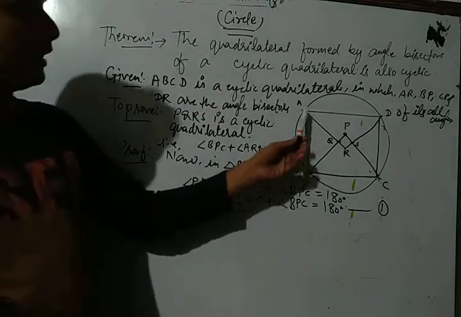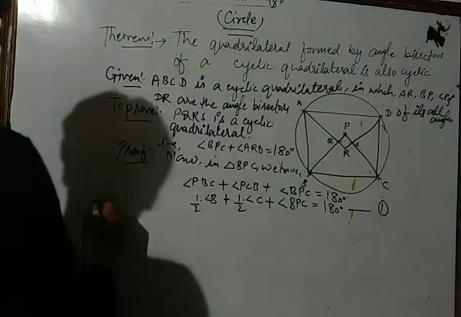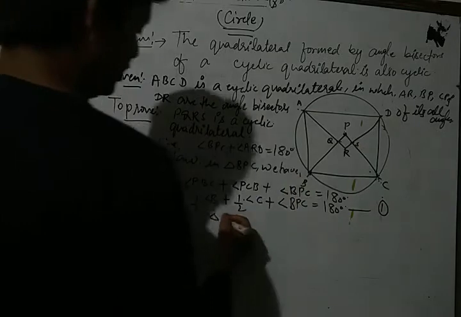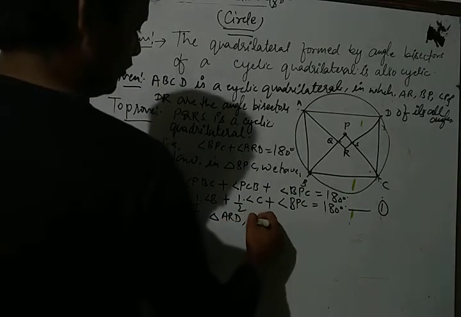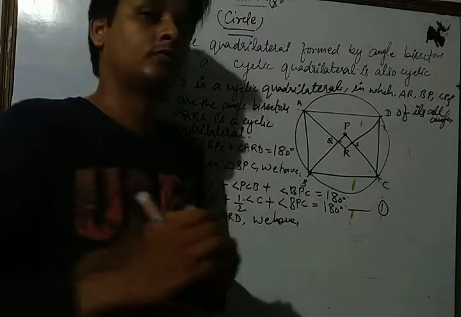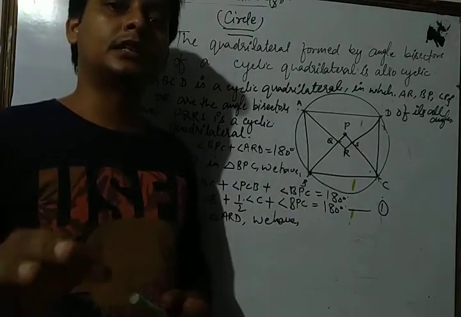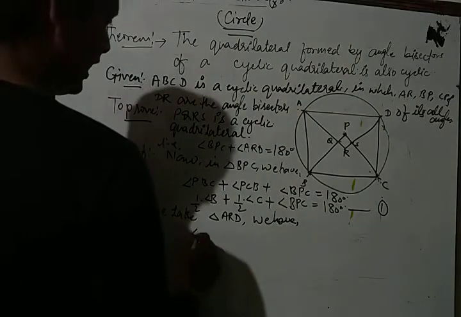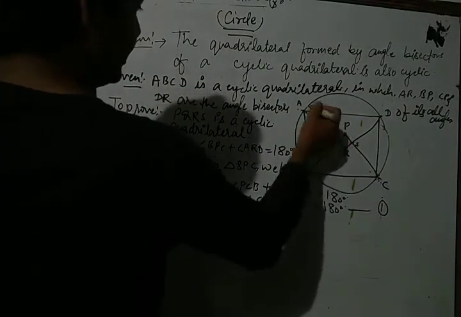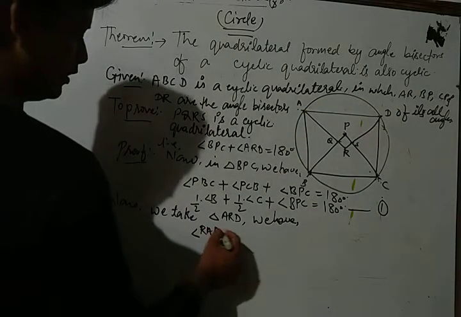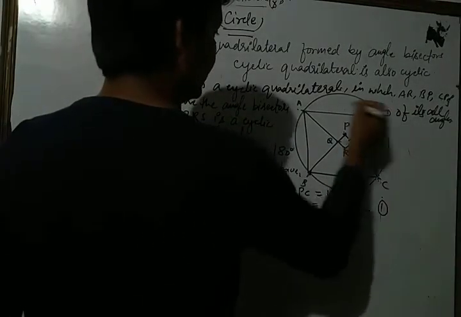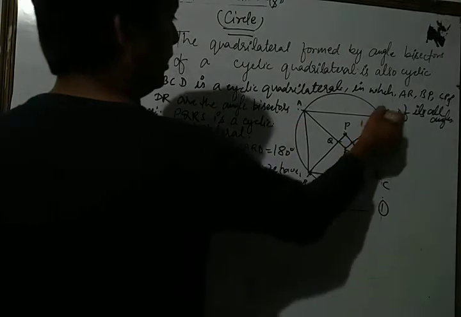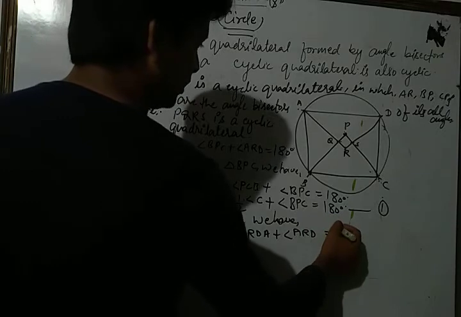Similarly, now we take triangle ARD. Again in triangle ARD, applying the angle sum property of the triangle, we have angle RAD plus angle RDA plus angle ARD equal to 180 degrees.